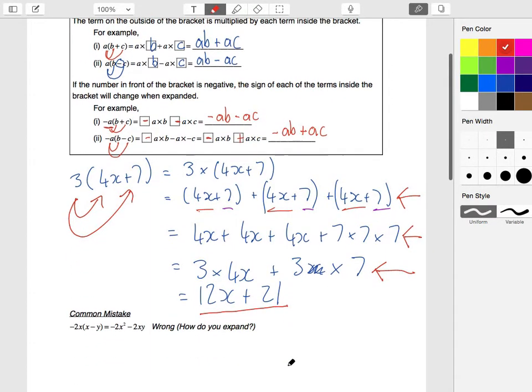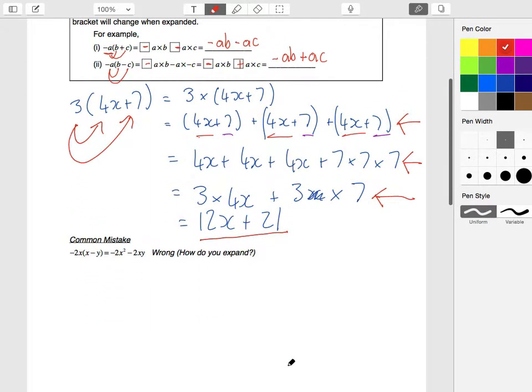Moving on guys, I just wanted to show you a quick example of a common mistake people often make when solving these kind of questions. So basically the example we have here is minus 2x times x minus y in brackets. Now the answer that a lot of people would come to in this question is minus 2x squared, which is correct, but then a minus 2xy. Now as we know, when we multiply two negative terms together, we come out with a positive outcome. So basically this part here isn't actually correct. So let's solve it together.